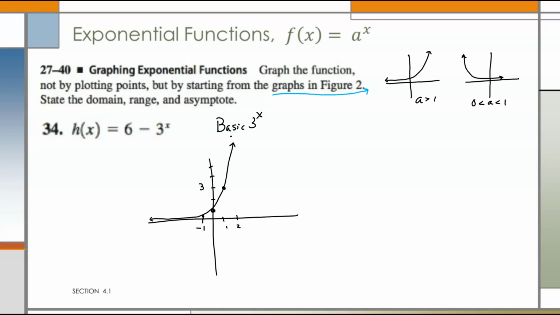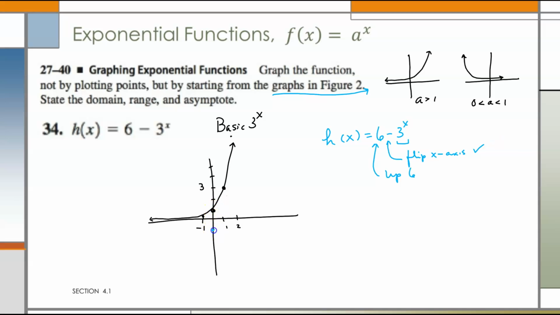Okay, so what we want to know is, looking at that basic graph, how can we use it to graph h of x equals 6 minus 3 to the x? We'll start with that basic 3 to the x graph. We're going to work this transformation. What is it? Reflect, or flip, on the x-axis. And then, since we added 6, we're going to move our graph up 6 units. Okay, so transformations: try to do any stretching or shrinking first. Then you're going to do any reflect or flip on the x-axis or y-axis. Then you do up, down, left, right moves.